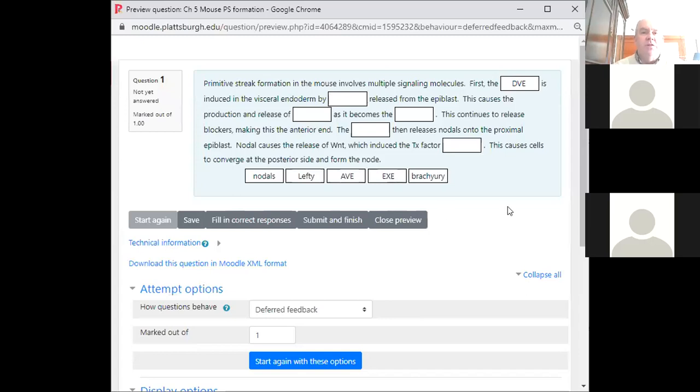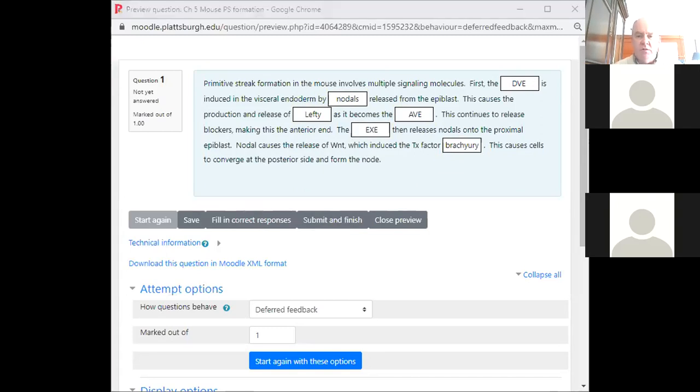Okay. First, the DVE is induced in the visceral endoderm by nodals released by the epiblast. This causes the production and release of lefty as it becomes the AVE. This continues to release blockers, making this the anterior end. The blank then releases nodals onto the proximal epiblast, and that leaves only brachyury. Okay, hopefully that wasn't so hard. Next question.